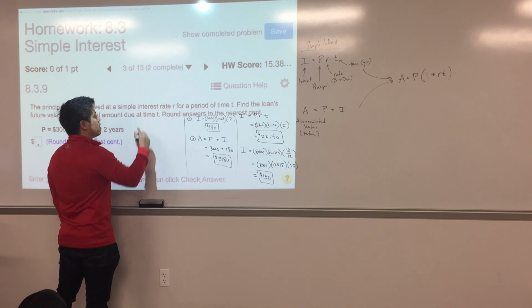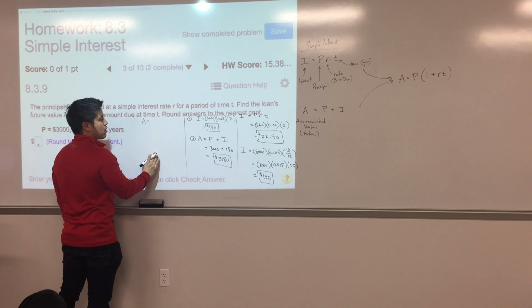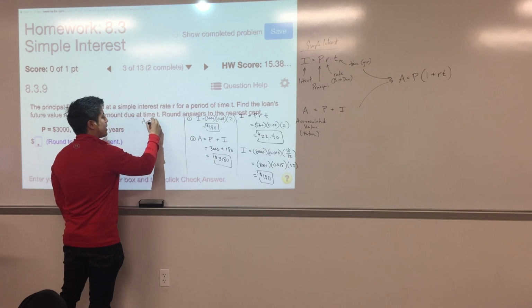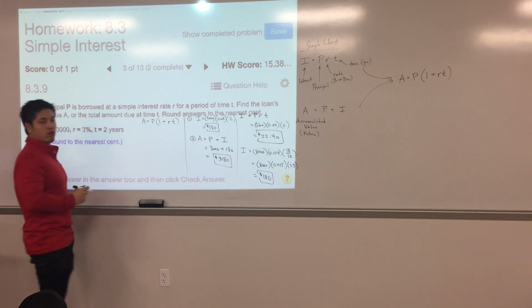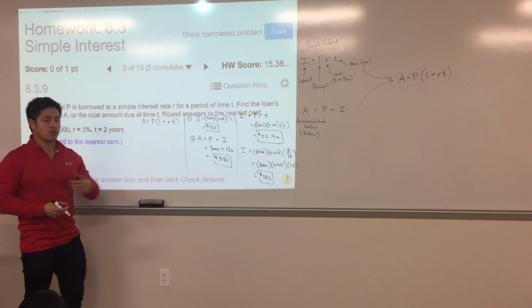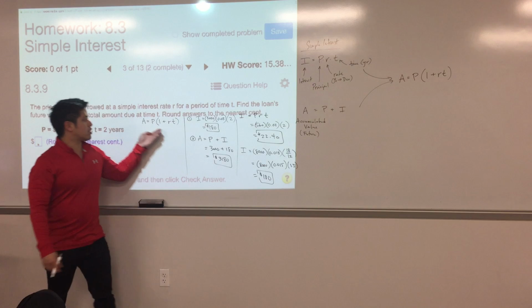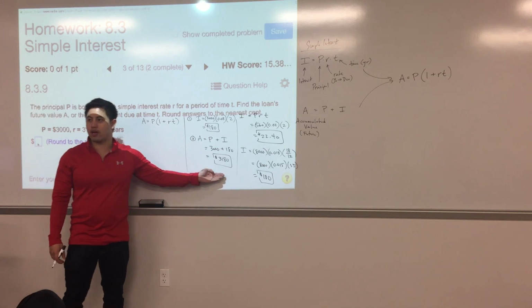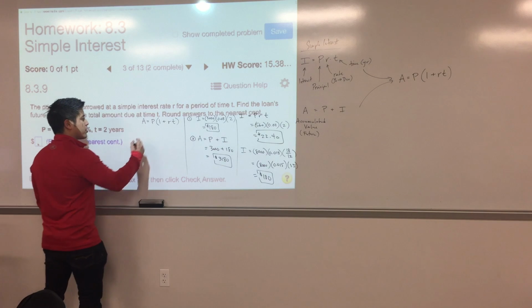Okay? So with that said, instead of doing this in 2 steps, we're going to do it in 1. So A equals P times 1 plus RT. We're going to use that formula. Everybody agree? We're hopefully going to get what as the answer? Exactly. If we do this correctly, just using this formula, we'll get 3,180. So, let's go do this.